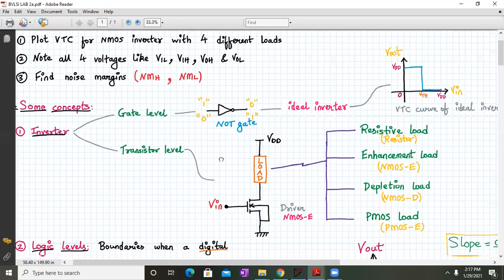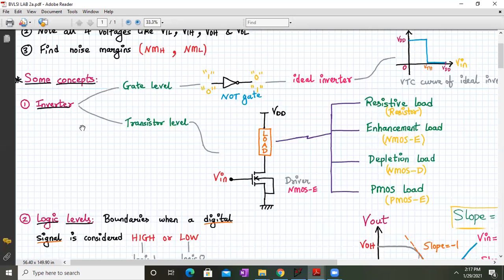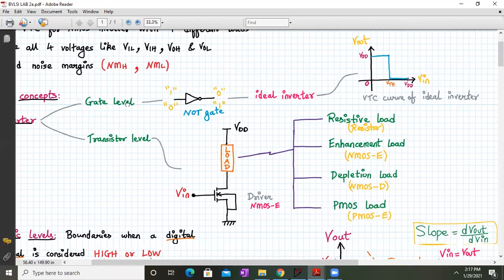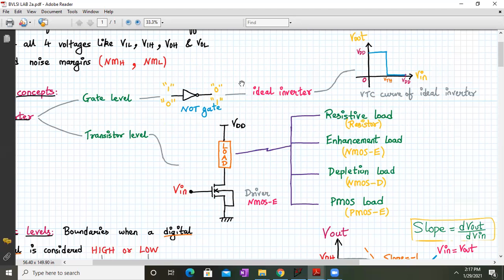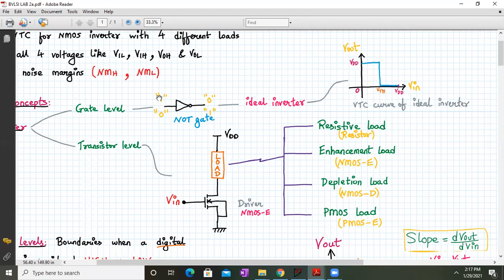Before going there, there are some concepts which we have to cover. Basically we will be doing all the inverters. Inverters we have studied in the lower semester at the gate level, right? Various NAND gate, NOT gate, NOR gate. So this is the NOT gate. What does the NOT gate do? Whenever we apply a logic 0, output will be logic 1, and whenever we apply a logic 1, output will be logic 0, right?